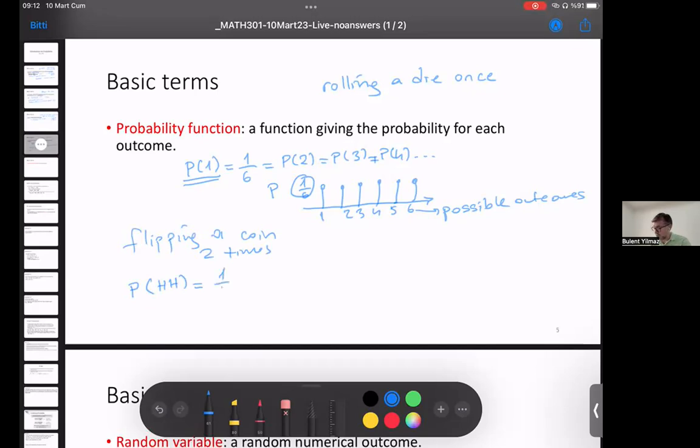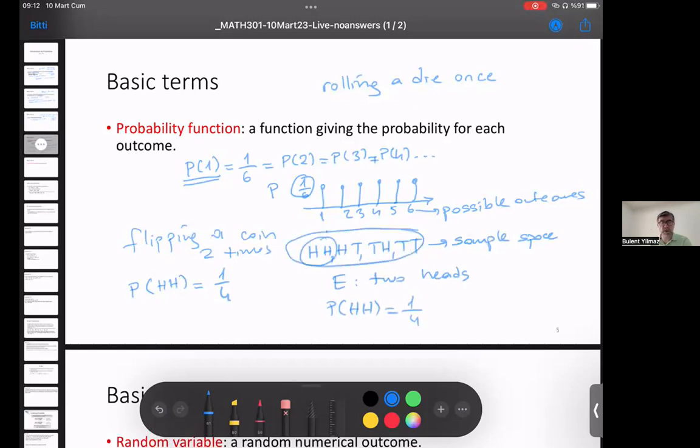Exactly, 1/4, right? Because the possible outcomes are HH, HT, TH, and TT. These are the sample space, all possible outcomes. I am interested in the event of having 2 heads, and my probability of obtaining 2 heads is going to be 1 out of 4 possible outcomes, right?